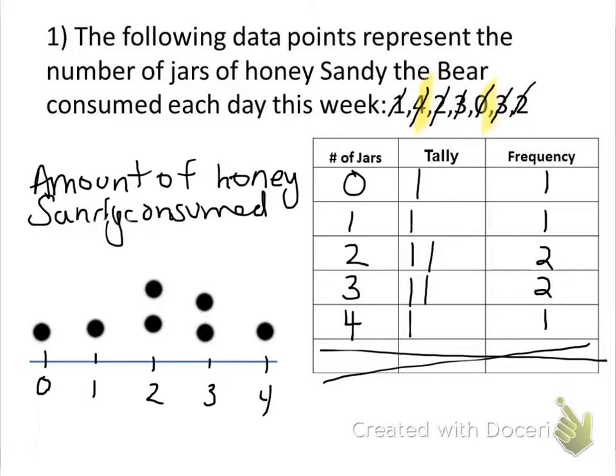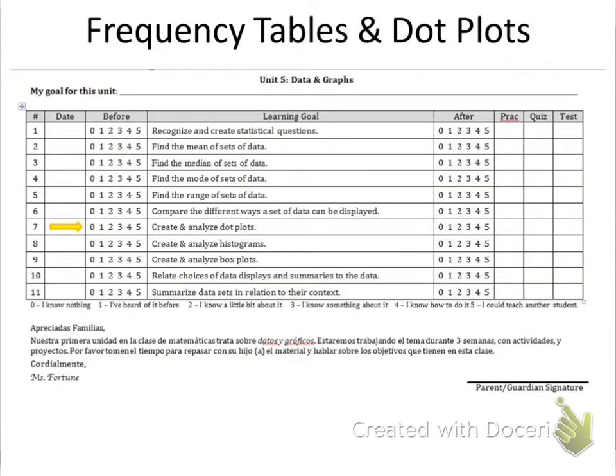Okay, now you need to pause our video and do examples 3 and 4 on your own on your sheet. When you finish, you're going to click play on the video again. Now that you've done the examples, please go back to your learning goal sheet and circle your after level of understanding about frequency tables and dot plots.